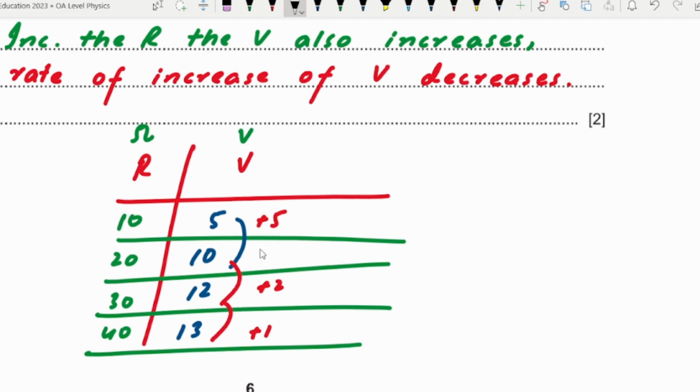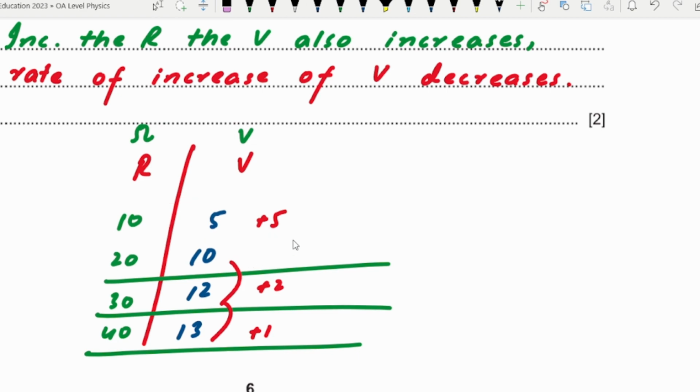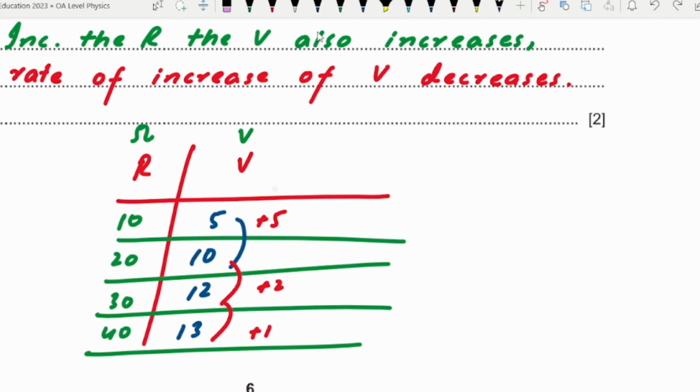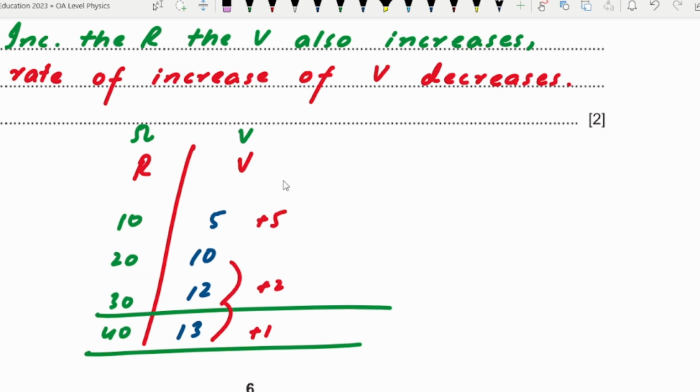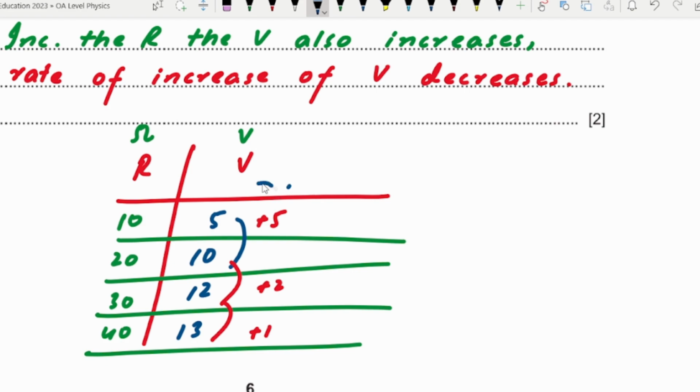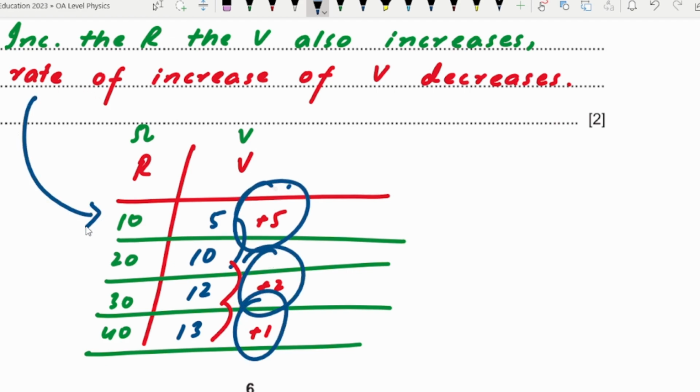Your voltage is being increased, but the rate of increase of voltage has decreased, because first there was a great change, a change of 5, and then a change of only 2, and afterwards a change of only 1. So this is what this statement represents. I've written this just for the example.